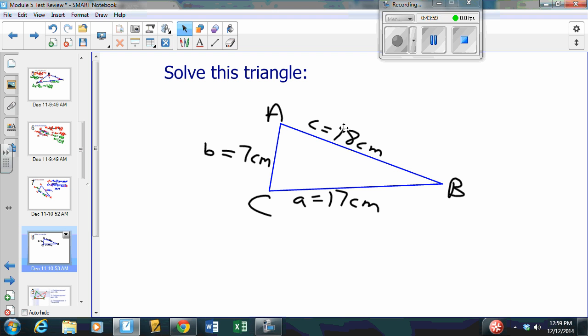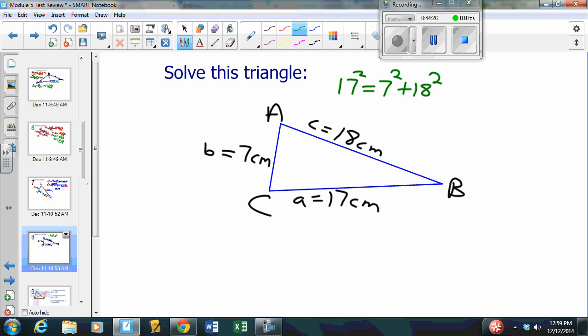What angle could I find right here? Does it matter? It doesn't even matter. In fact, let me show you how to use law of cosines. I don't even care what angle it is. We're going to go for angle A. What side is opposite of angle A? That's the one we put on this side, 17 squared, equals. What are my other 2 sides? 7 and 18. So 7 squared plus 18 squared.